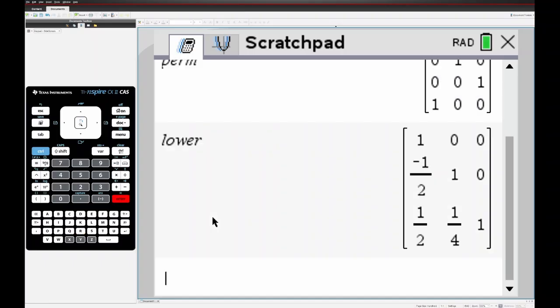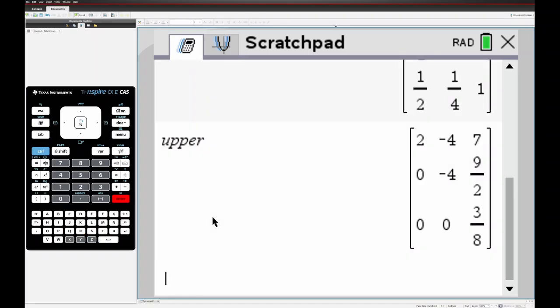Then I have to enter lower, so there's the lower, according to the calculator. And there's the upper, according to the calculator. Yeah, so like I said, not what we got. Very unlikely that you're going to get what we got. So the calculator is wrong.